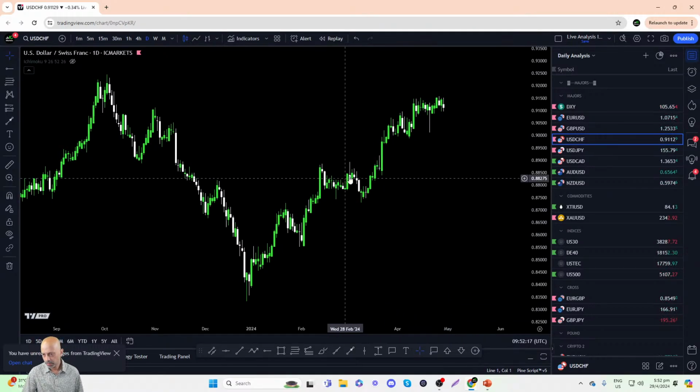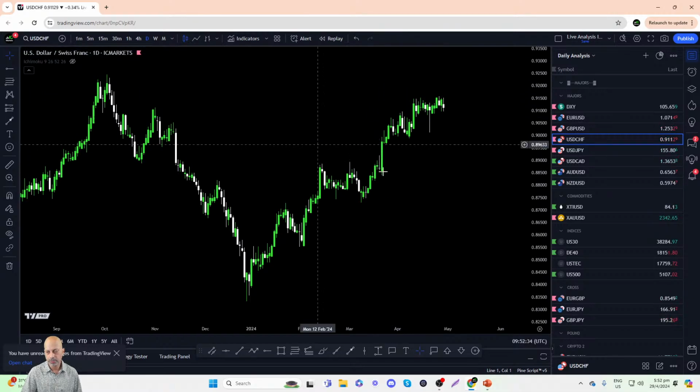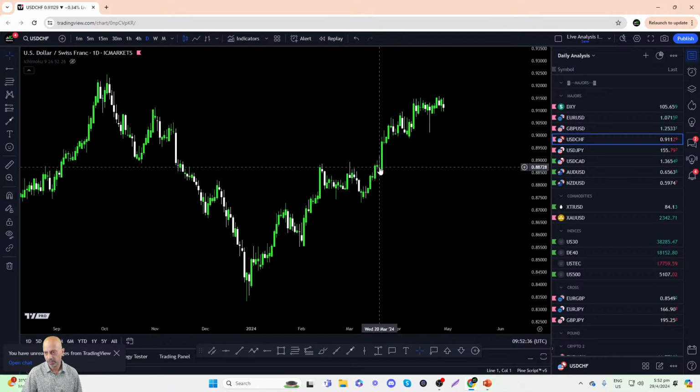Right, so back in March, I think it was around 21st of March, the Swiss National Bank unexpectedly cut its key policy rate. So when the central bank cut its rate, the Swiss franc declined significantly in value. So that, of course, would mean dollar franc is going to rise strongly, which it did. So the dollar franc broke above 88.70.